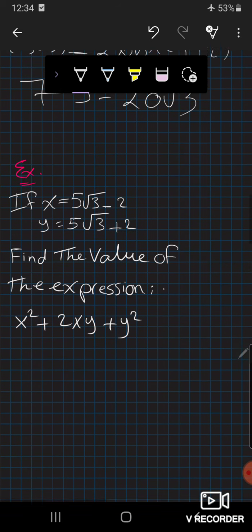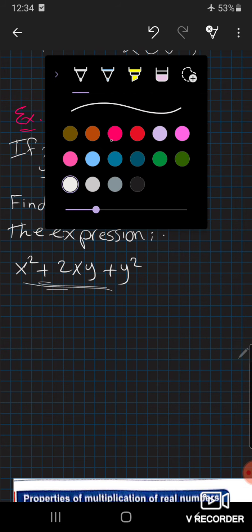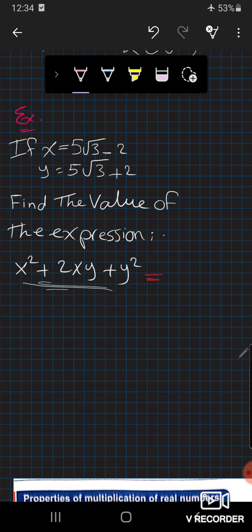Let's take another one. If x equals 5 square root 3 minus 2, and y equals 5 square root 3 plus 2, find the value of the expression x squared plus 2xy plus y squared. First of all, from which rule? Do you remember the rules? Exactly. So this rule, when I change it, it will be (x plus y) all to the power 2.